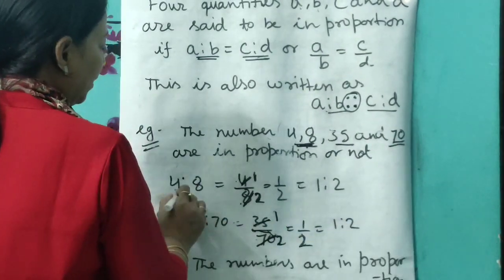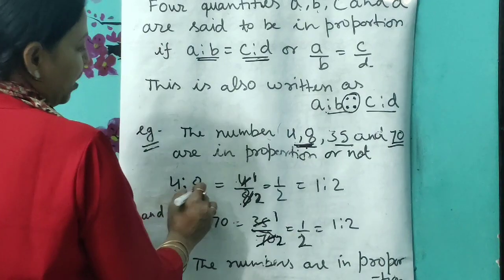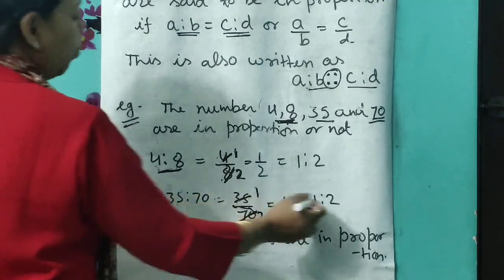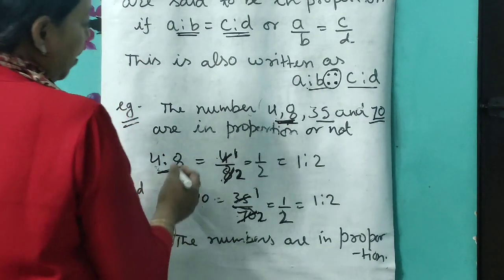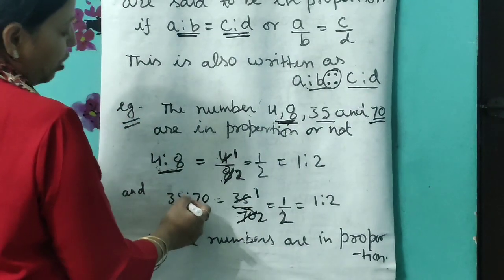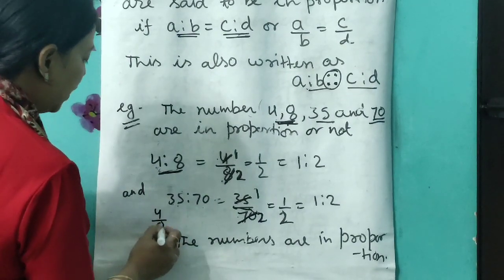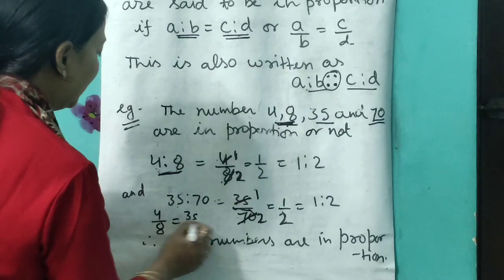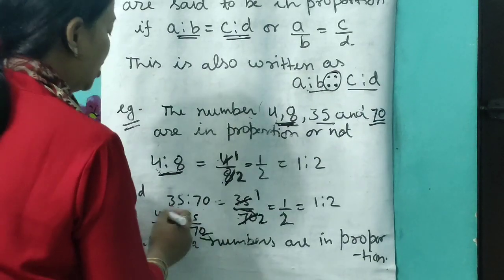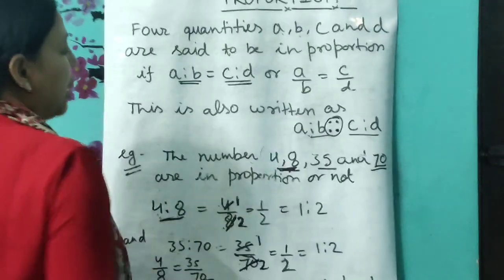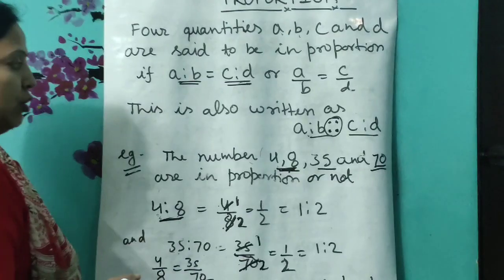So you can see here the ratio of the first two numbers is 1 is to 2 and the ratio of the last two numbers is also 1 is to 2. So it means 4 by 8 is equal to 35 by 70. Therefore, these four numbers are in proportion. By this way we can check whether the given numbers are in proportion or not.